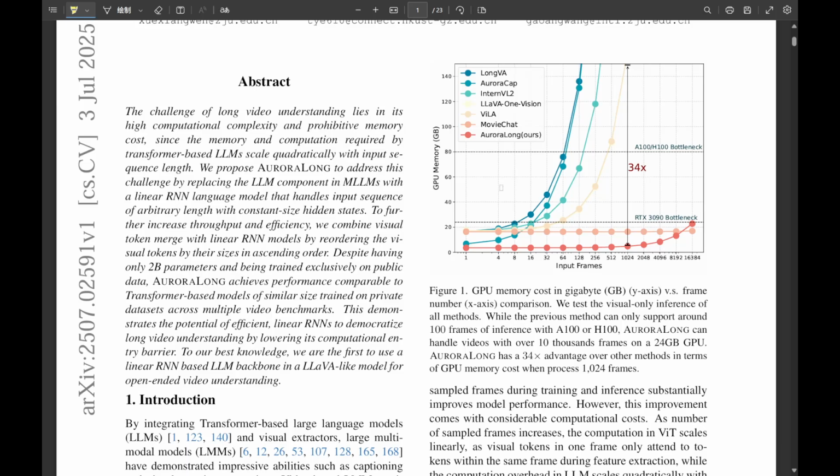And you realize you didn't just build another video model. You built a bridge. A bridge between this flood of long-form video data and efficient, smart understanding, making it accessible for everyone. So yeah, our mission today is to really deep dive into AuroraLong. It's this super efficient model, and it's genuinely bringing RNNs back into the spotlight for understanding video.